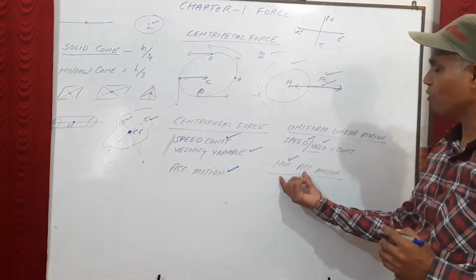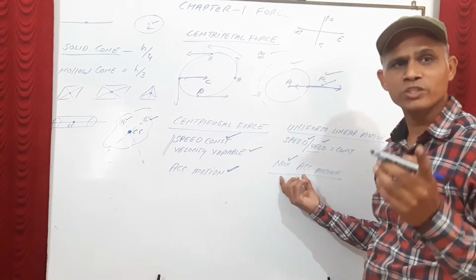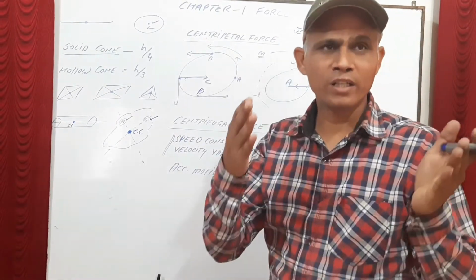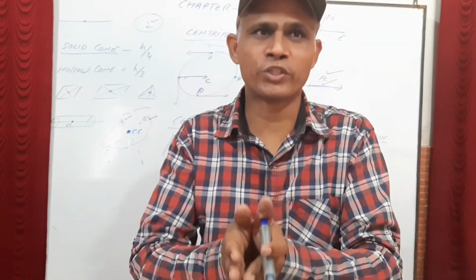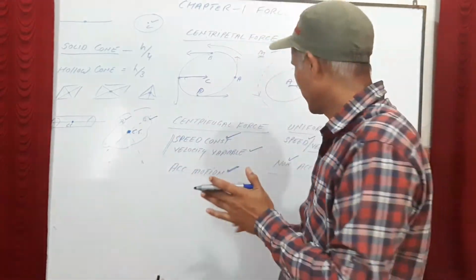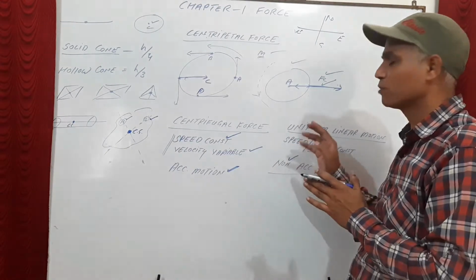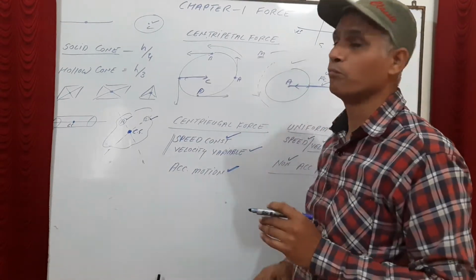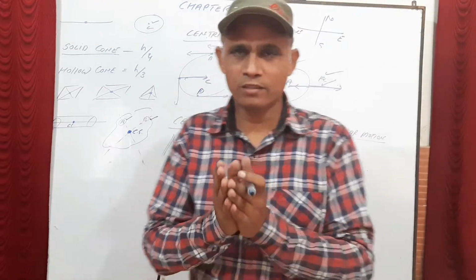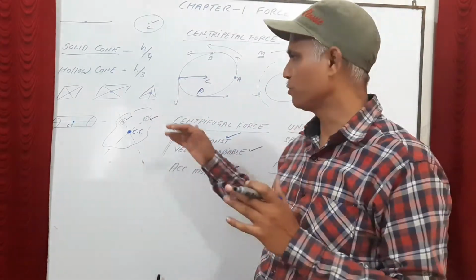So uniform linear motion is non-accelerated motion. Uniform motion is a non-accelerated motion. Uniform linear motion is non-accelerated motion. So this is about uniform motion.